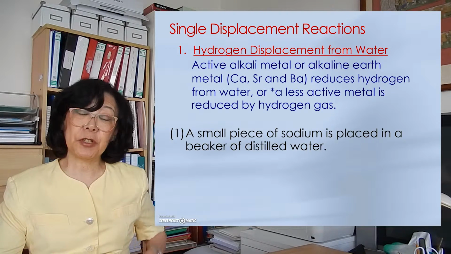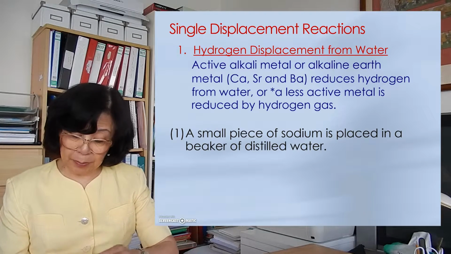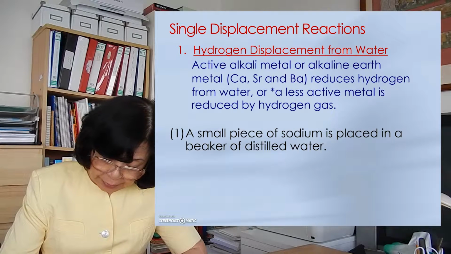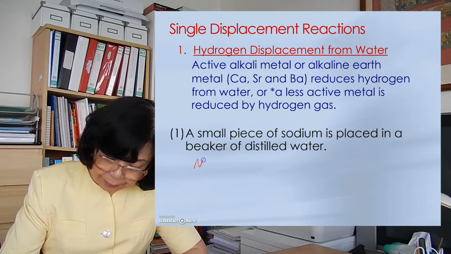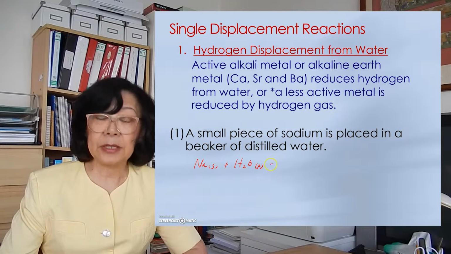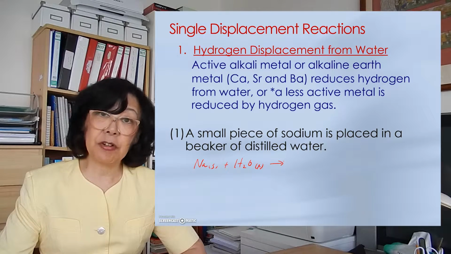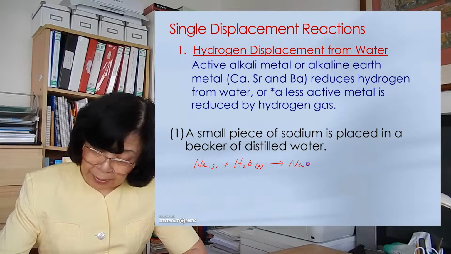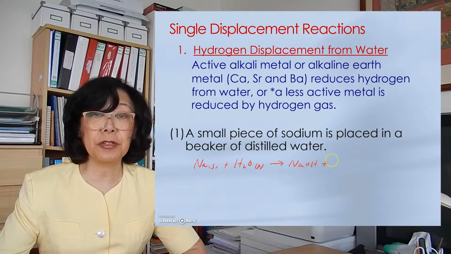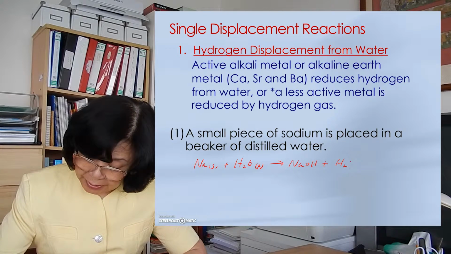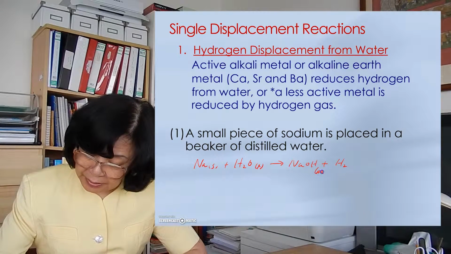Now let's begin with the first question. A small piece of sodium is placed in a beaker of distilled water. So we have sodium, metal, placed into water, liquid. The sodium will displace the hydrogen out of water to become sodium hydroxide, and the hydrogen is reduced from water into hydrogen gas. So this is aqueous, that is gas.